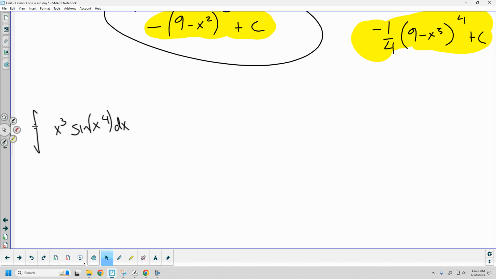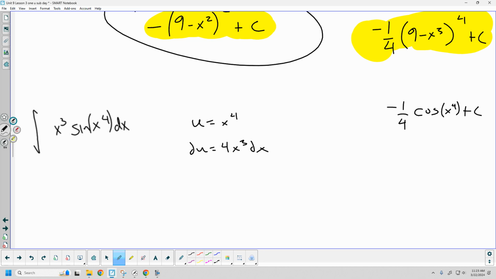The answer should be negative 1/4 cos x to the 4th plus 6. Okay, this x to the third, this x to the third, okay, we have 1/4. Now the derivative of sine, negative cosine. Yeah, we always undo u's derivative. The negative cosine, you put back in what you had originally, and you add c.